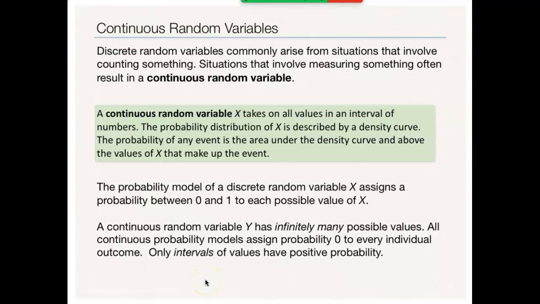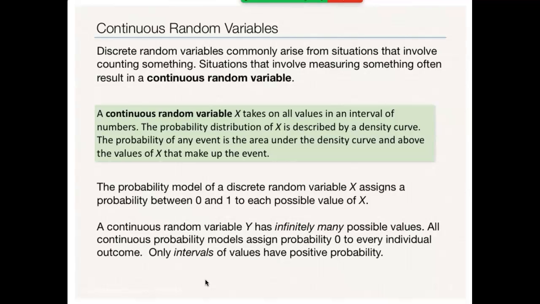All right, so we talked about discrete random variables last time, and discrete means there are gaps between the outcomes, right? And so those situations come from counting something. When we measure something, that'll usually result in a continuous random variable. And a continuous random variable means the outcomes can't just be listed, because there are infinitely many and they are infinitely dense.